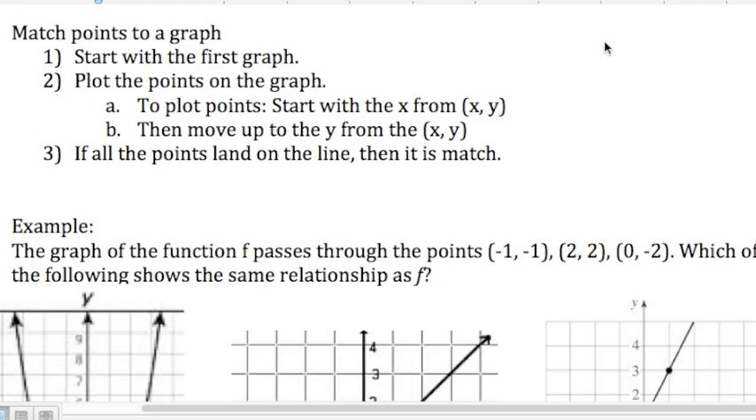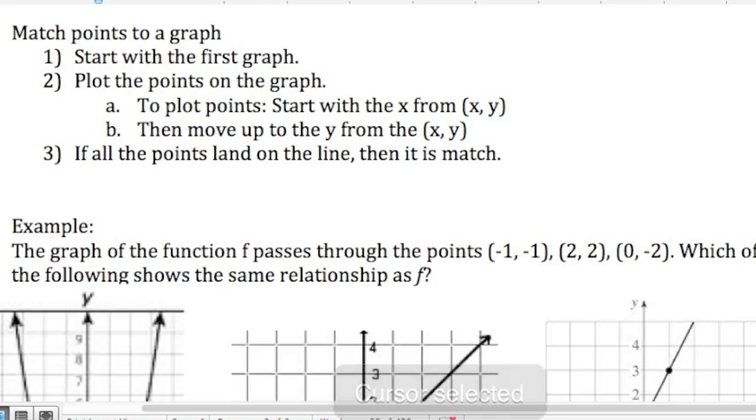And for our last type of problem, we're going to match points to a graph. And all we really need to review are how to put points onto a graph. So there are 3 steps basically. We start with the first graph, then we plot the points in the graph by starting with the x, and that's your left or right, and then we move up or down from the y to get the y value. So let me show you that.